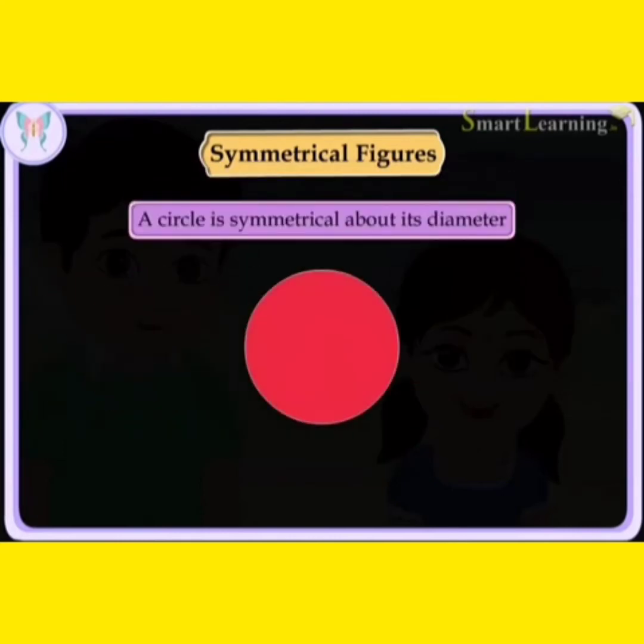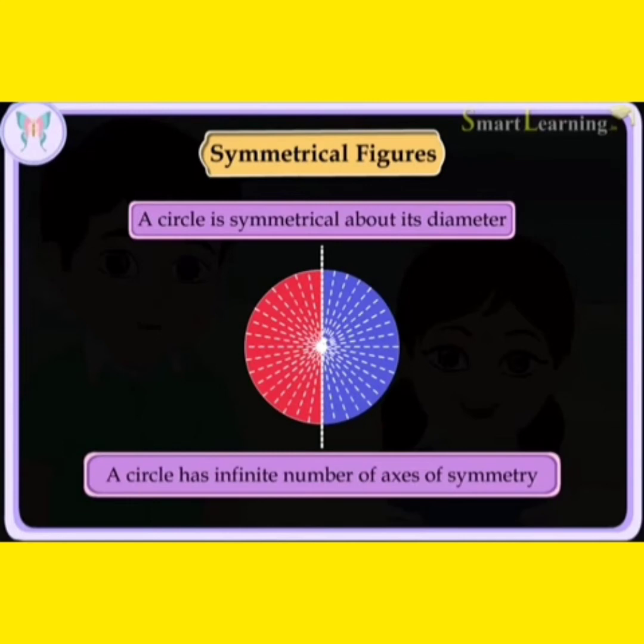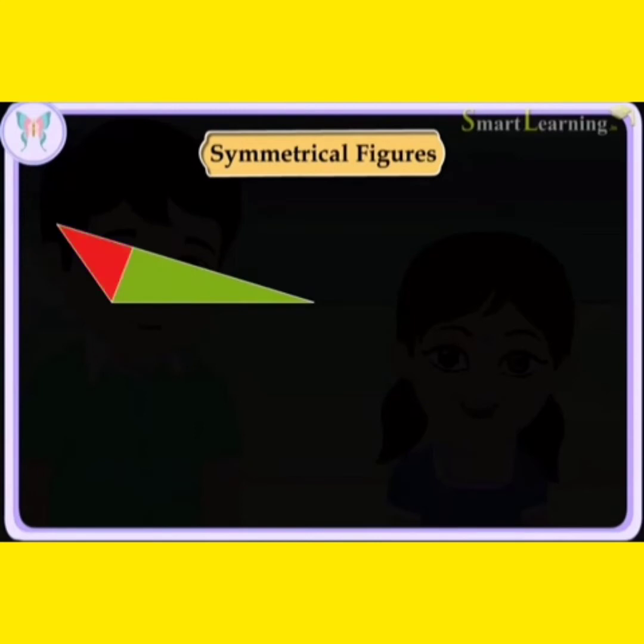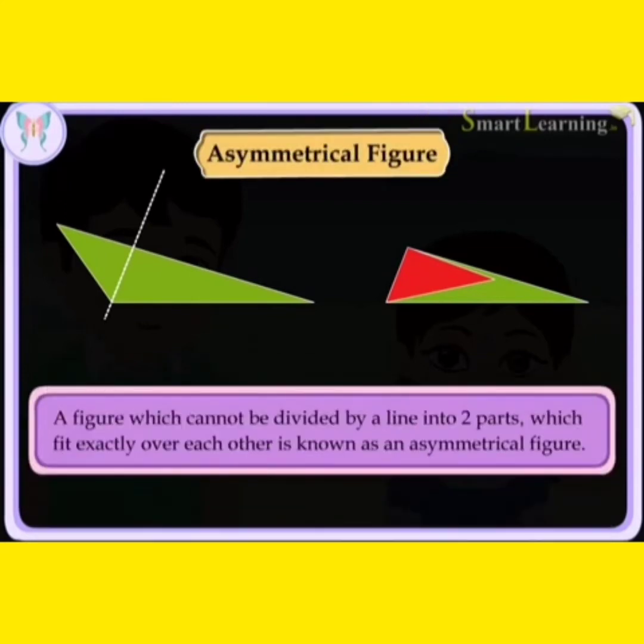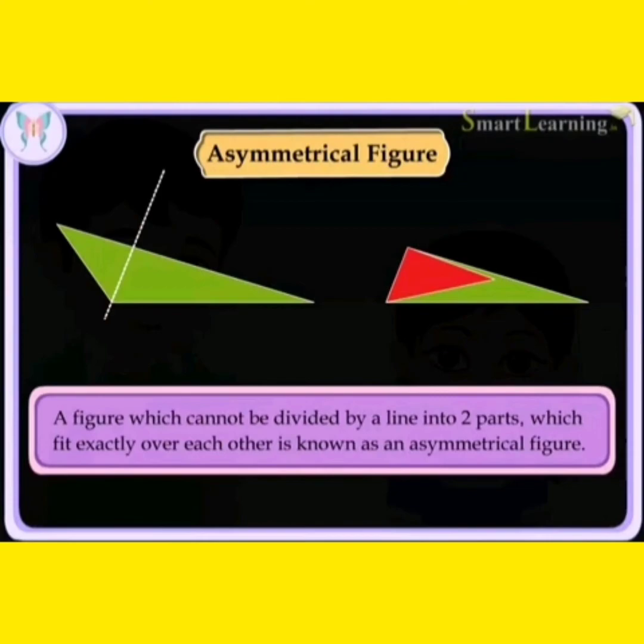A circle is symmetrical about its diameter. We know that there are infinite diameters of a circle. Thus, a circle has infinite number of axes of symmetry. If we fold this triangle along the given line, the two parts formed do not fit exactly over each other. This type of figure is known as an asymmetrical figure. Thus, a figure which cannot be divided by a line into two parts which fit exactly over each other is known as an asymmetrical figure.